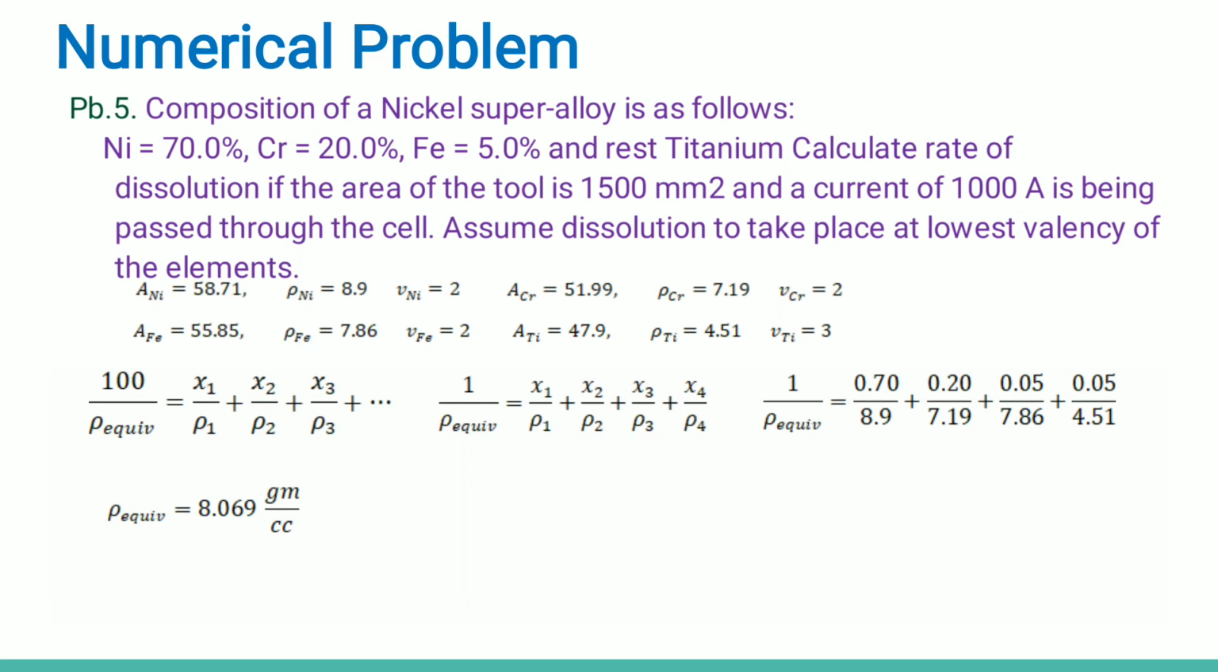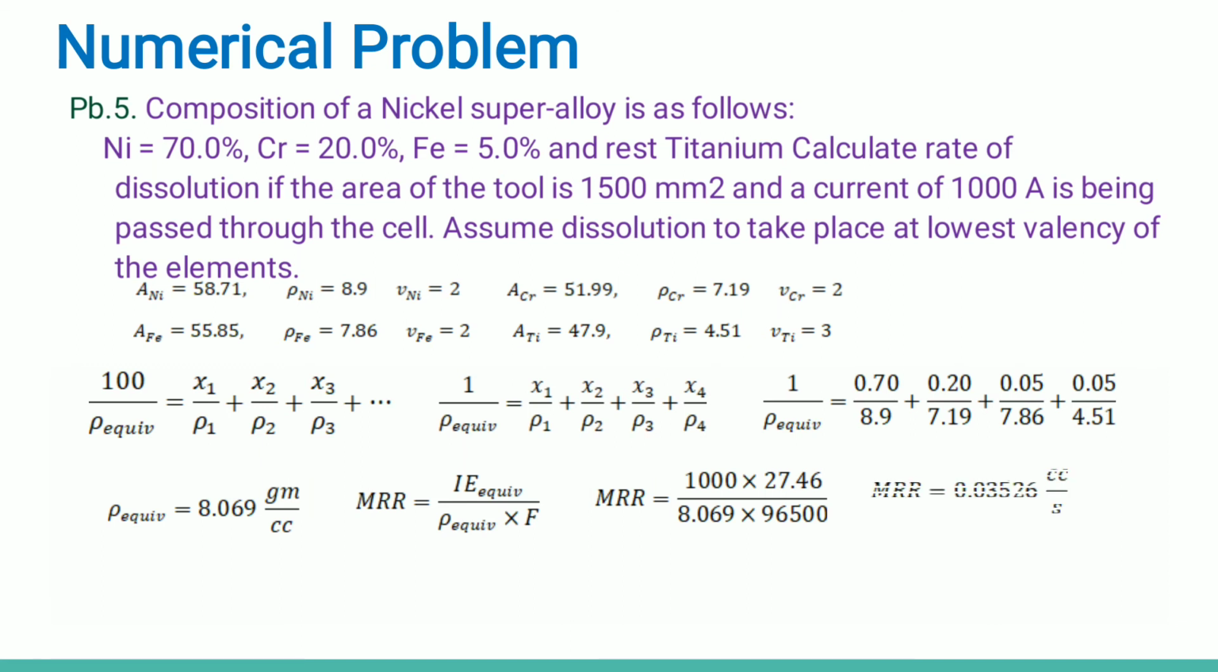Now we have all the things, so first of all we are calculating this MRR. The MRR will be equal to I, that is 1000, times E equivalent, that is 27.46, upon density, that is 8.069, into 96,500. Since we are using this density, the MRR will be in cc per second. When you calculate it, this value will be 0.03526 cc per second.